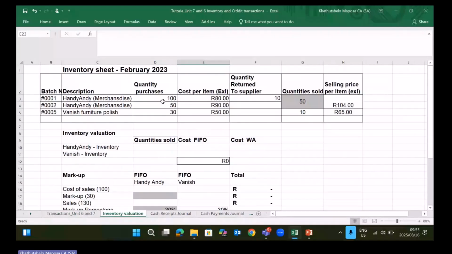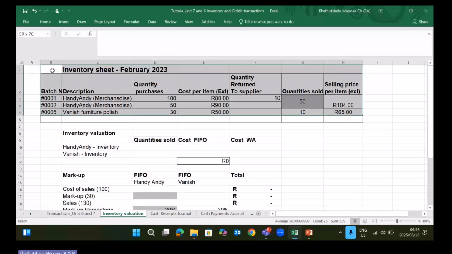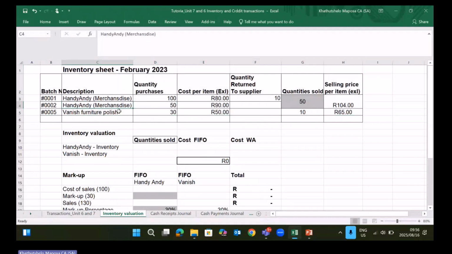We have designed a dummy inventory sheet. This is more or less what you will see on an inventory sheet, but of course it will be on a computer program. It will even be called an inventory report or whatever you will call it. So we have three products that we have purchased here in different batches. These are the batches that we are assuming we have purchased. Batch number one, we have purchased Handy Andy. Batch number two, we have purchased another Handy Andy. And batch number three, we have purchased Vanish.